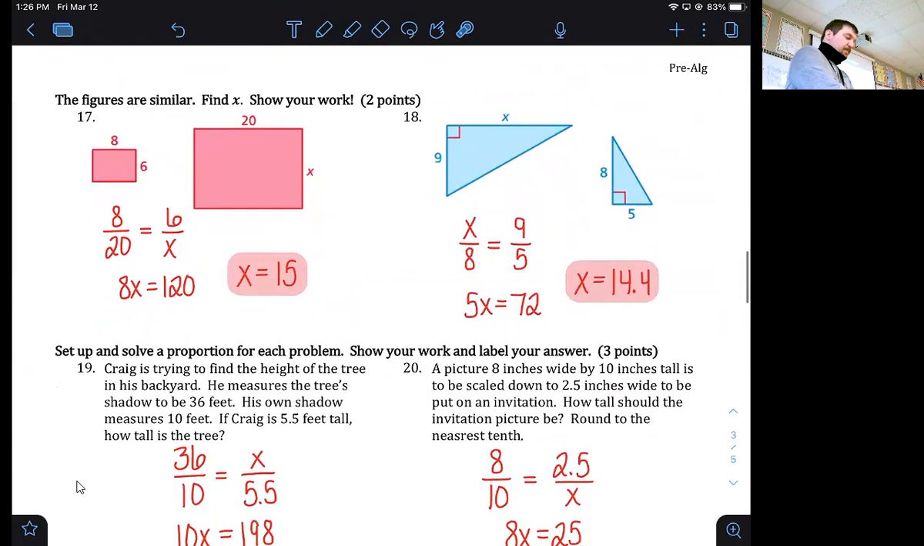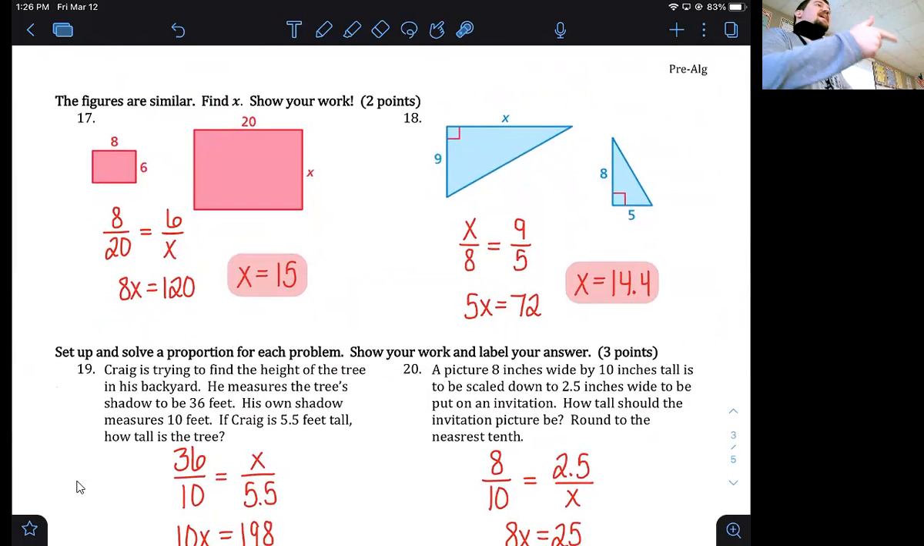Third page. They are similar. So now you have to solve for x. Same thing, except now my proportion is going to have an x in it, and I have to cross multiply, and I get 15 for x for number 17. And then on number 18, we get 14.4 for x. Again, set your corresponding sides, ratios, cross multiply, and you solve for x.